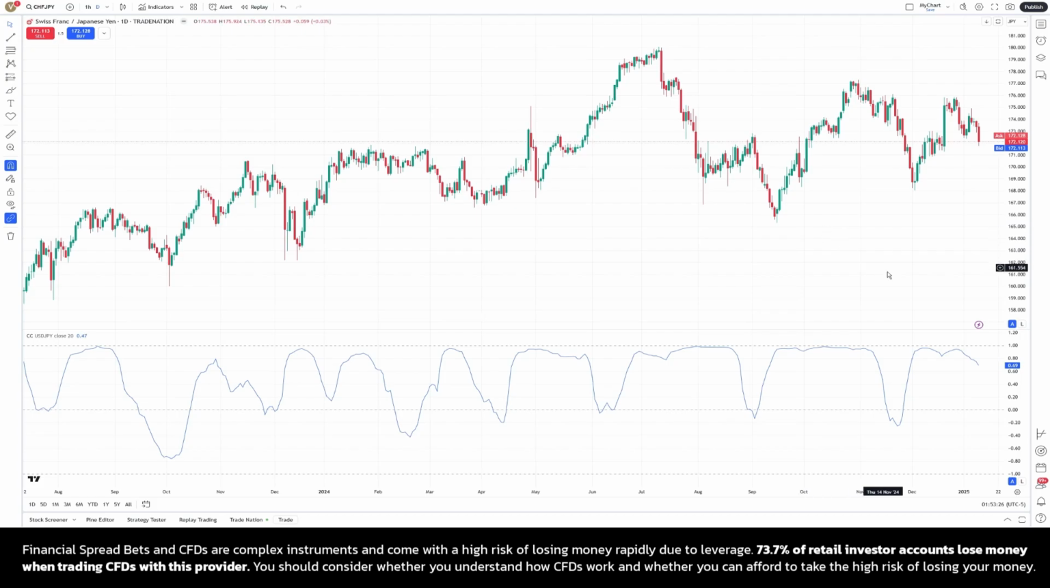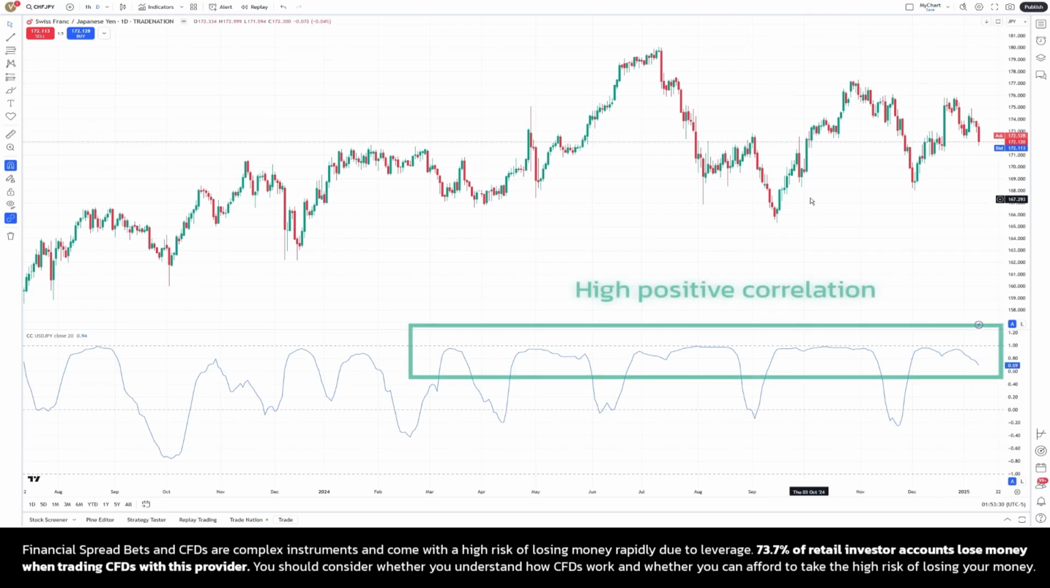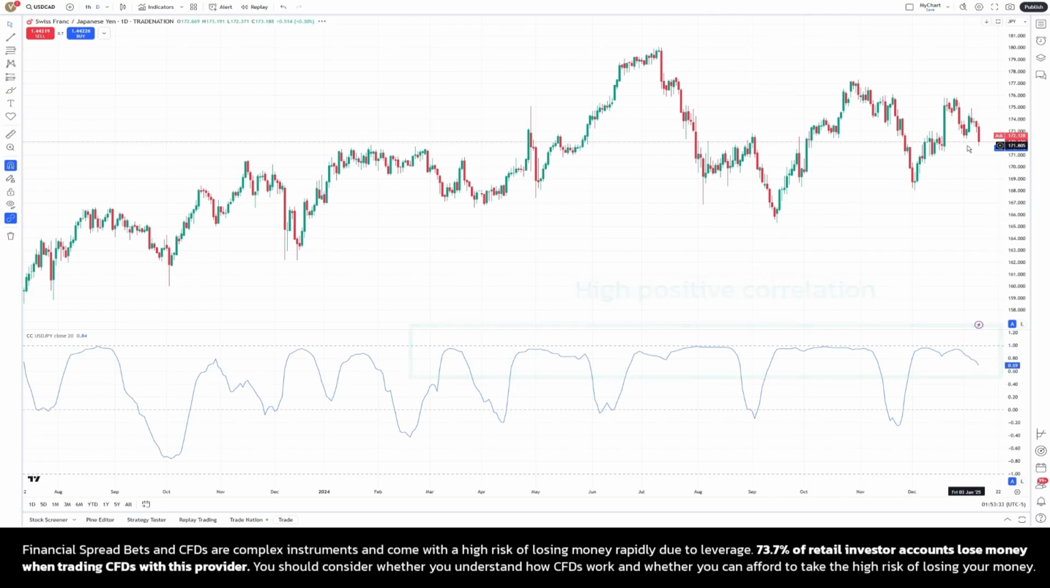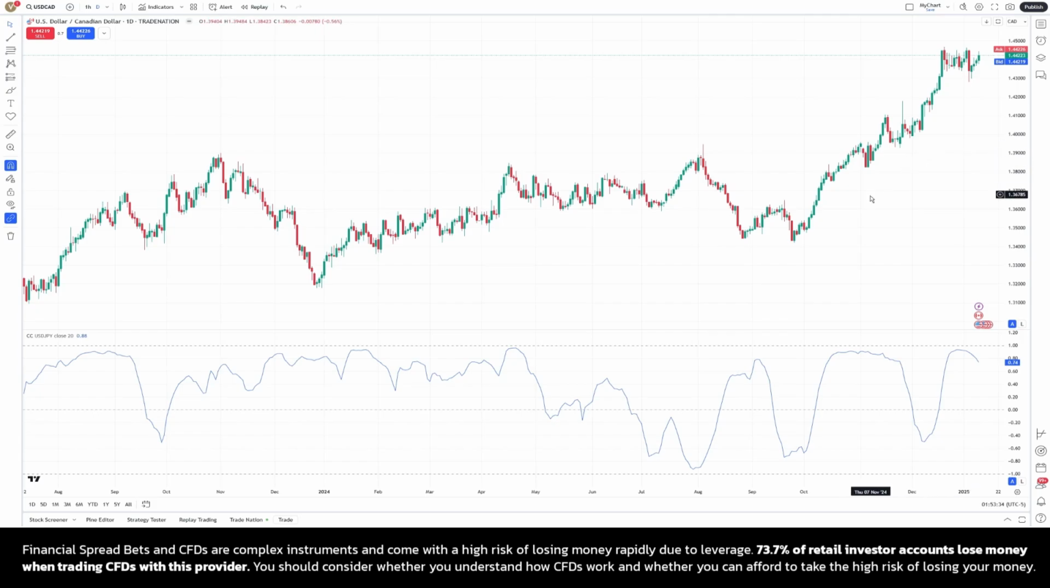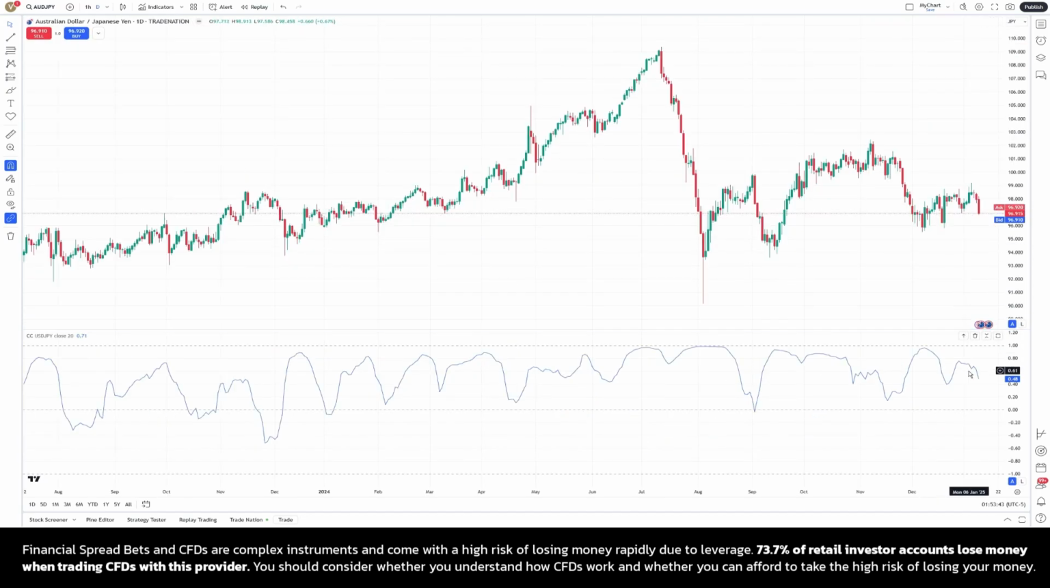For example, in pairs trading, where a trader takes opposing positions in two highly correlated assets, the correlation coefficient can help ensure that the assets maintain their relationship over time. If the correlation begins to break down, it may signal the need to adjust or exit the strategy.